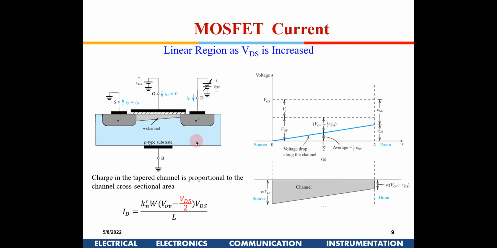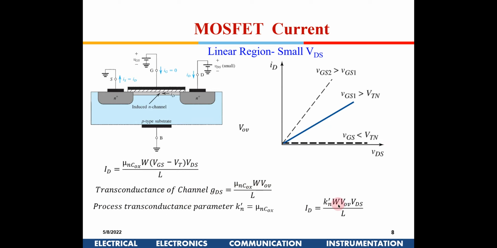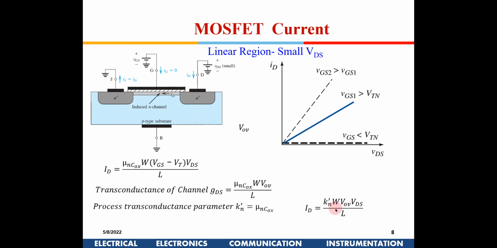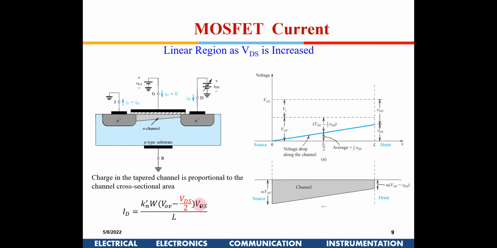So now this current equation out here, because the entire channel is not available, and because it is tapered and the charge is proportional to the cross sectional area, this equation gets modified. The difference from here to here is, here we had the full VOV, and now we have VOV minus VDS by 2 into VDS. Obviously the currents will be larger out here as compared to here, because this is a very small VDS, and here it is a large VDS. But you have VOV minus VDS by 2 out here. So now this is the new current equation.